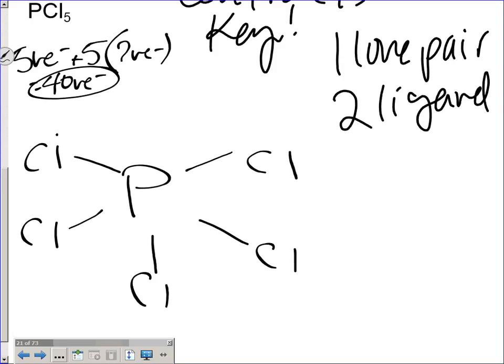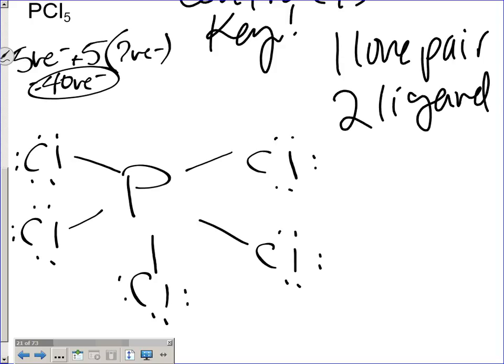Let's add 2, 4, 6, 8. That's good. 2, 4, 6, 8. That's good. 2, 4, 6, 8. That's good. 2, 4, 6, 8. That one's good, right? Okay, what about phosphorus? How many does it have? 10. Is that okay for phosphorus?